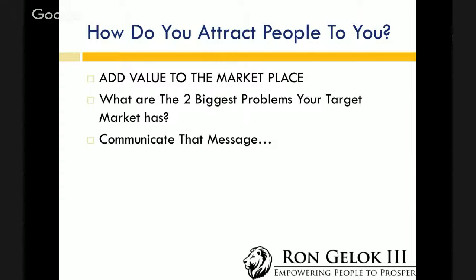So how do you attract people to you? Well, the key first is to be able to add value to the marketplace. A great question to ask yourself is, what are the two biggest problems your target market has? Your target market is the people that are perfect for your business. Hopefully you have developed the ideal person that you would like to work with. What does that person look like? What are their pains, their needs, their wants? What are some of the problems that they have? How are they stuck? How are they hurting? Now, if you can identify those problems, you can add value to them by solving those problems.